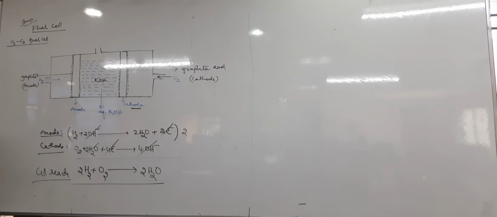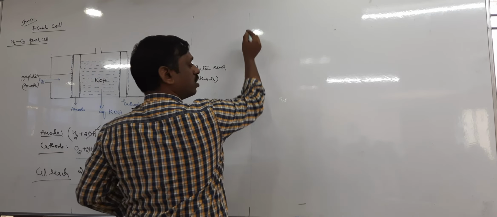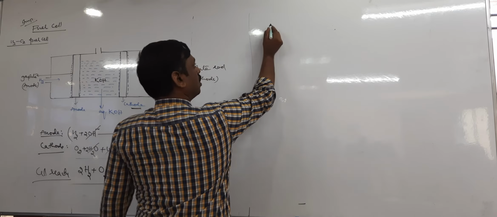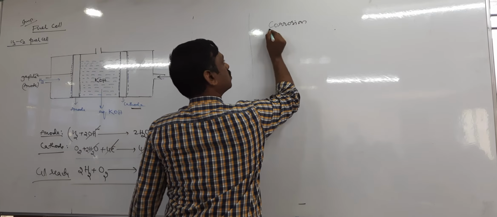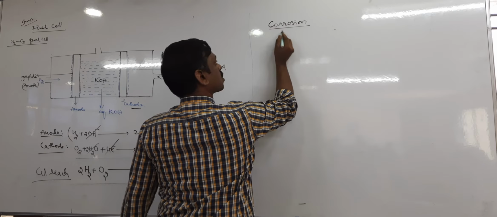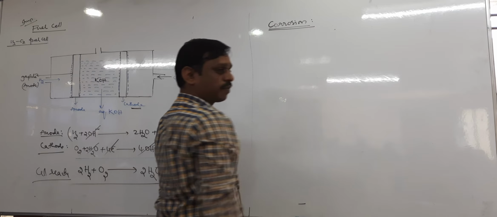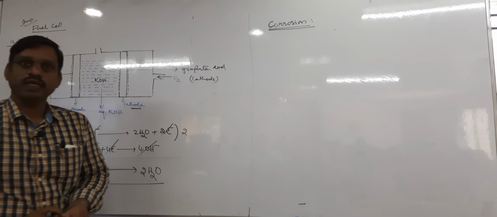Okay, finished. Next, write corrosion. What is cell potential? Is it given in the notes in the textbook? I think it is not given. See, the textbook is not there. You say in the material. Write down corrosion.